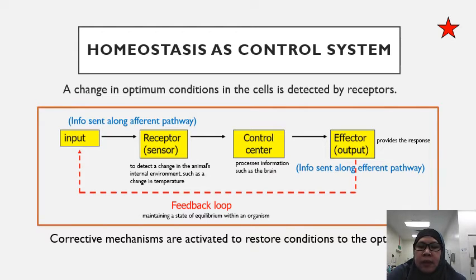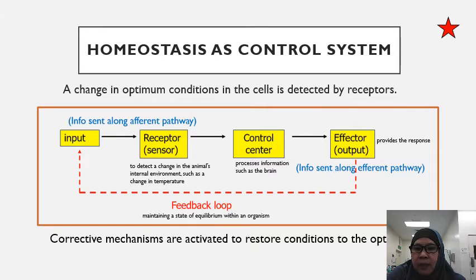So this receptor will receive all this info, and then it goes to the control center, and this control center will process the information and then pass it to the effector. This effector will give an output, will give a response. How is this information sent? It is sent through the efferent pathway. So E, exit. Sometimes you see this dashed line here, which is called the feedback loop.